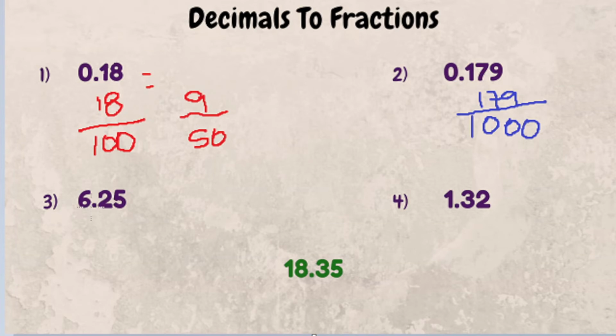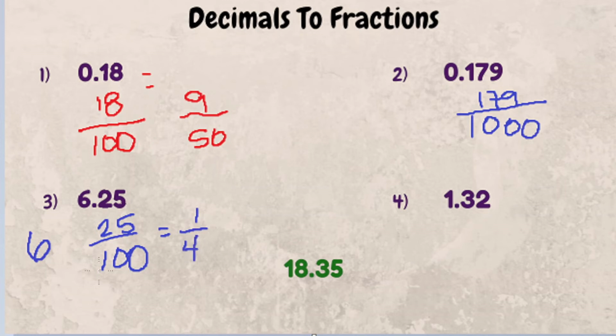Example 3. So we have 6.25. And what this means is it's going to be a mixed number, right? Because you've got a whole number portion right here, and then we have 25 hundredths. So let's put 25 over 100. We know that 25 can go into 100, so we can reduce it down. 25 goes into 100 4 times. So 6.25 in fractional form is equal to 6 1/4.